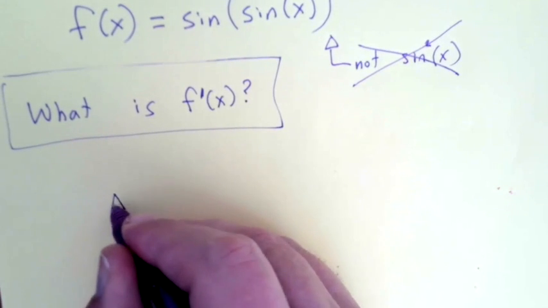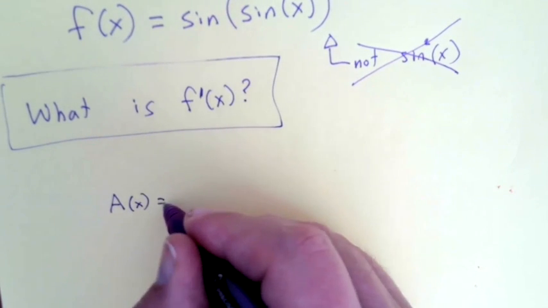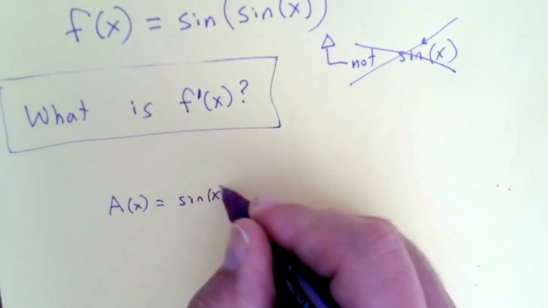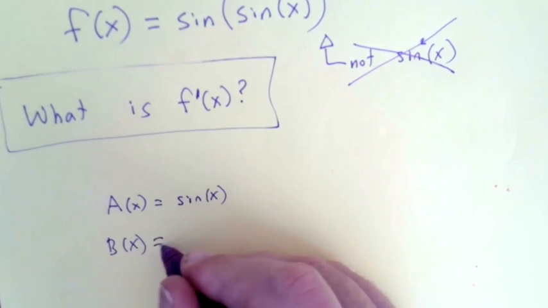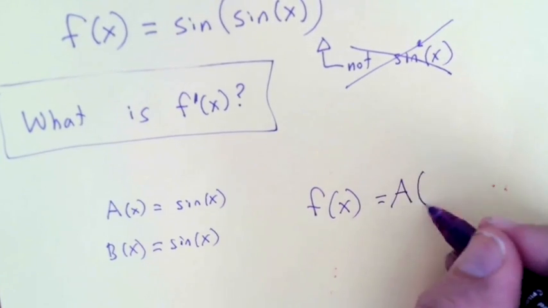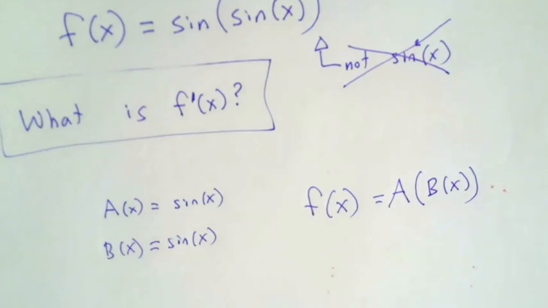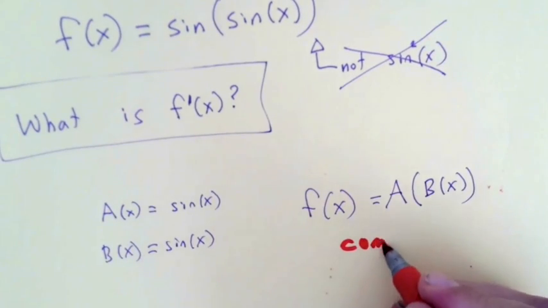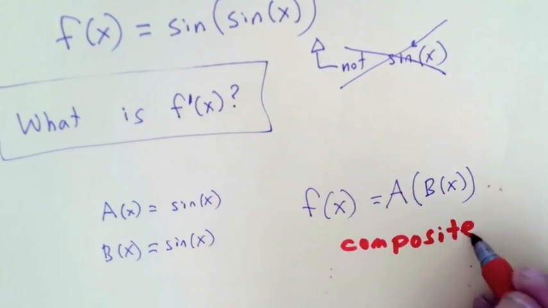What I have here is, if I write a of x as sine of x and b of x as sine of x, then I could think of this f of x function as being a of b of x. This is a composite function. Composite functions are exactly the situation where we want to use chain rule.